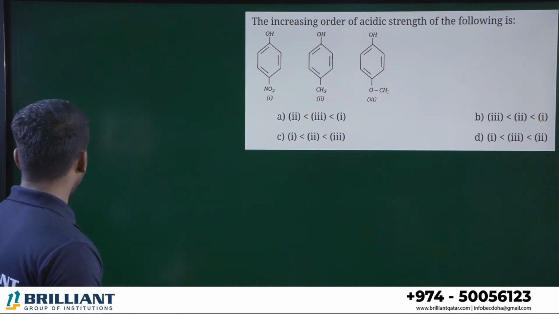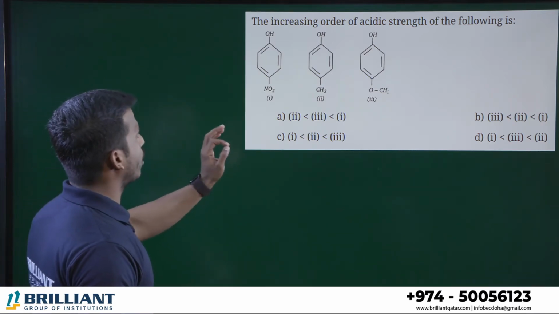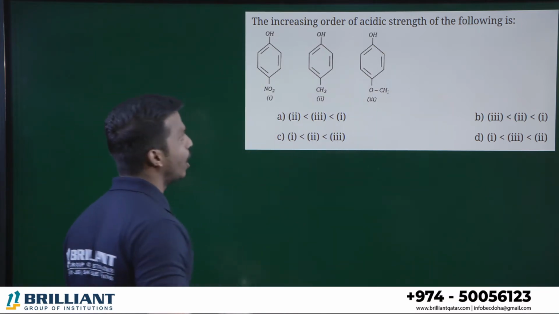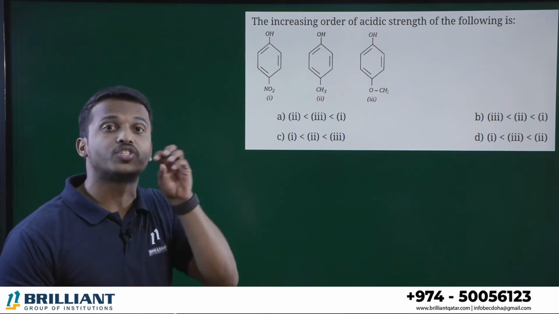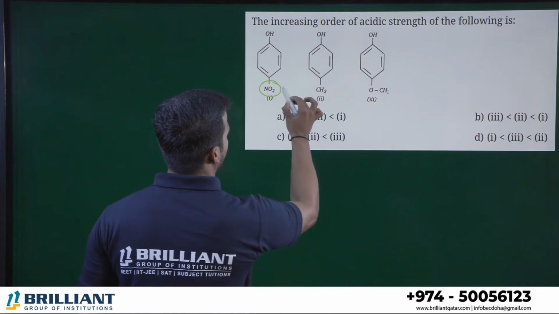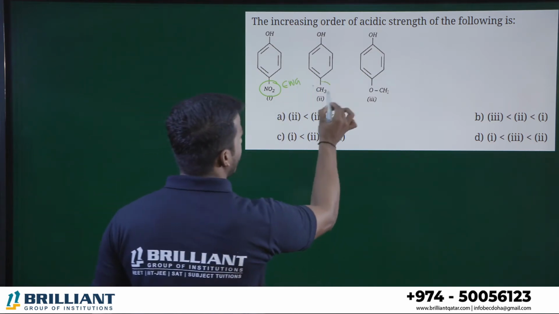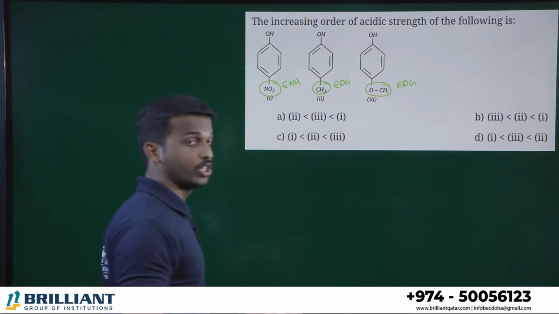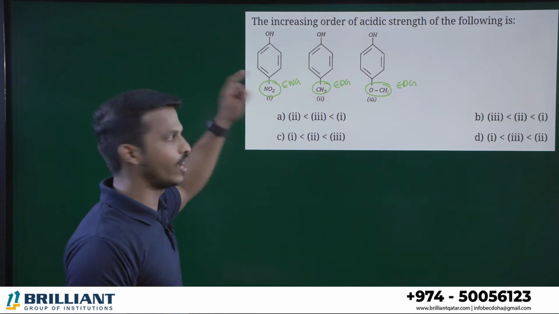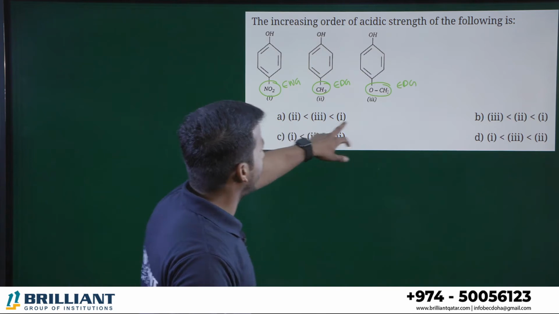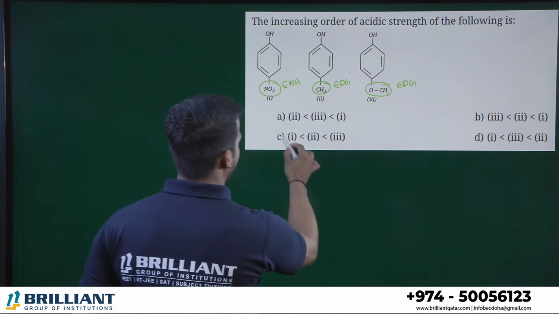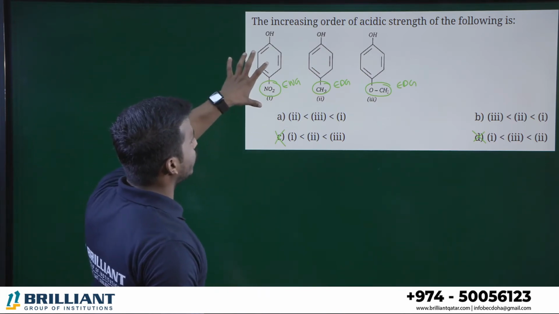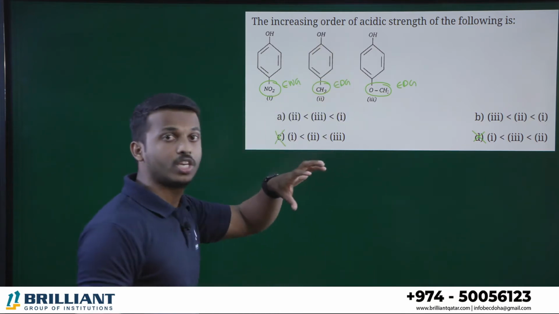Next question, again on acidity. The increasing order of acidic strength of the following: which is more acidic? Very simple, all of them contain phenol, so you are bothered about the substituent present on the benzene ring. Here we have the nitro group, which is an electron withdrawing group. The methyl group is an electron donating group, and the methoxy group is also an electron donating group. Which is more acidic? The first one, because it is electron withdrawing. So the first has greater acidity, in option A and option B. Let me cancel option C and D. And next, whether the second compound or third compound is more acidic.